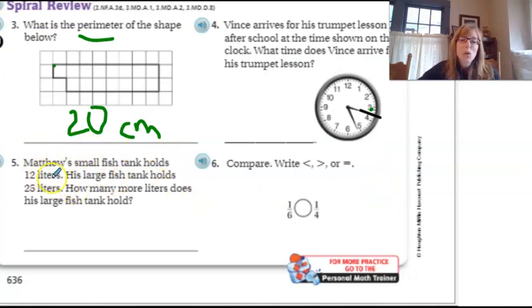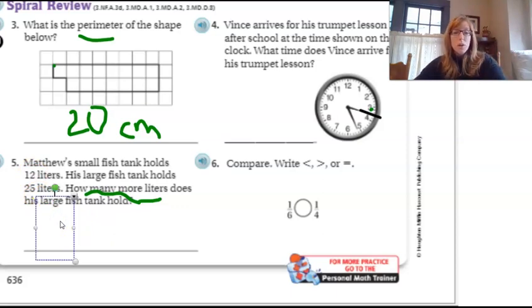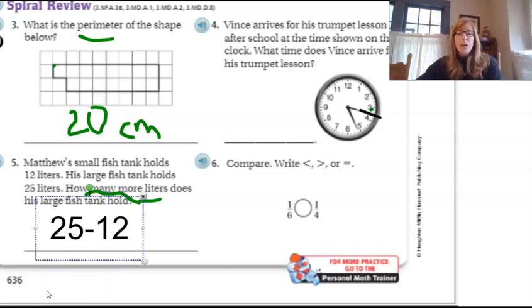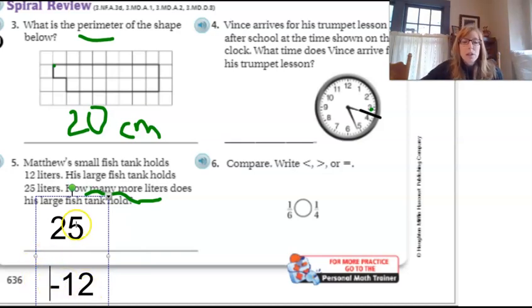Matthew's small fish tank holds 12 liters. His large fish tank holds 25 liters. It says how many more. So your key word there is how many more liters does his large fish tank hold. So now you know that you are comparing. So you are comparing the difference between 25 and 12 because it says how many more. So hopefully you are knowing that you are subtracting 25 minus the 12. Okay, and those should be lined up, and you should be able to see that you can take 5 minus 2 is 3 and 2 minus 1 is 1, so it would be 13 liters more.